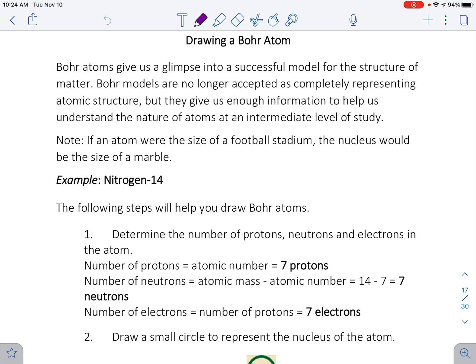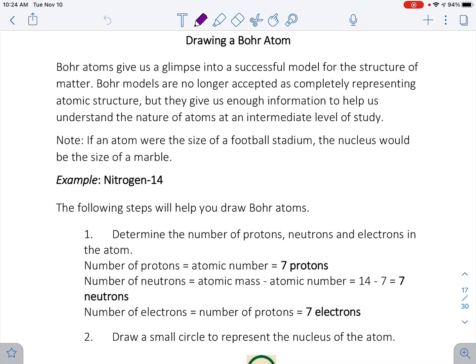There's a little interesting idea here just thrown in just for fun. If you could imagine an atom being as big as a football stadium, it's worth noting that the nucleus would only be the size of a marble. So remember that we're talking about 99.9% of the atom is empty or made of electrons, and 99.9% of the mass is in the center. So that's a pretty big difference.